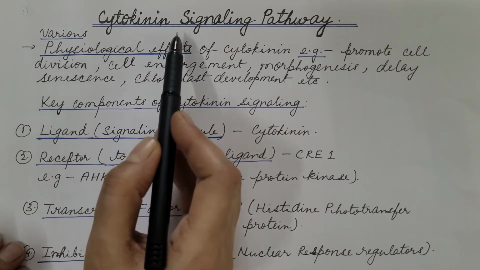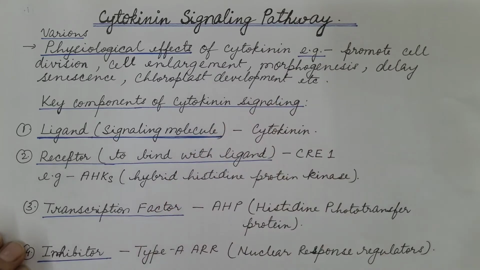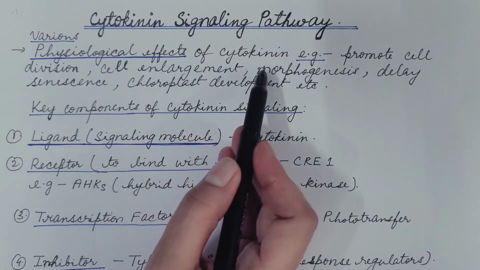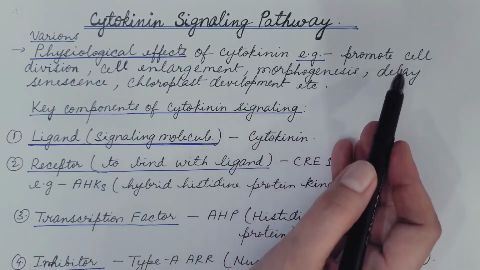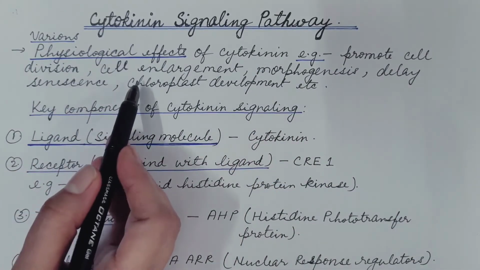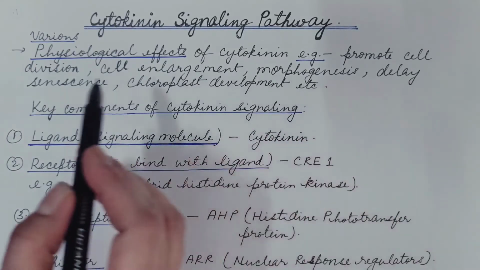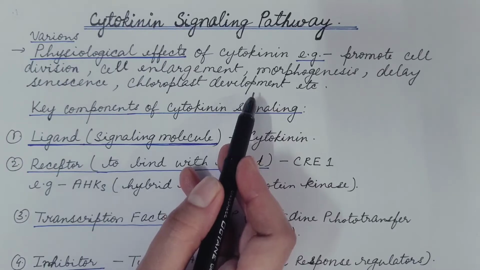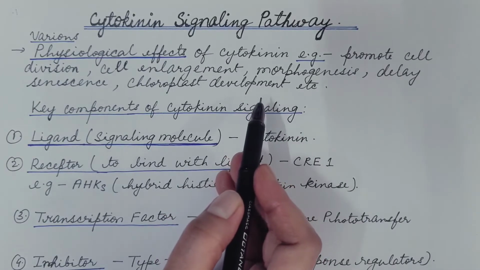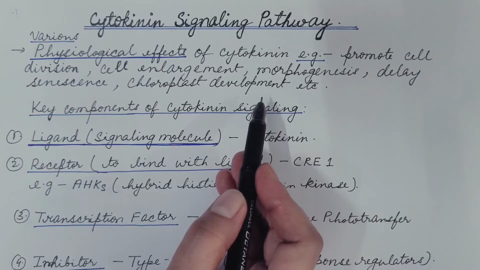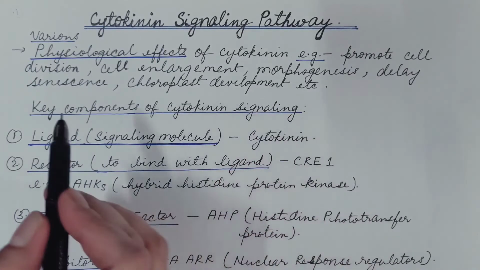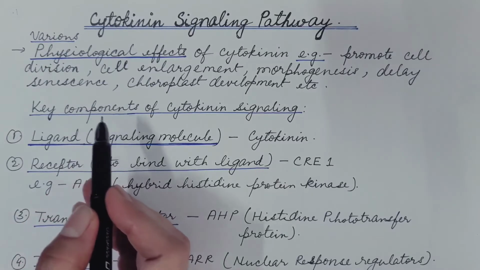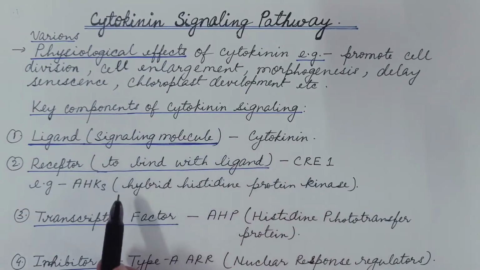Now let us discuss the cytokinin signaling pathway. We already discussed various physiological effects of cytokinin. For example, it promotes cell division, cell enlargement, morphogenesis, delays senescence, chloroplast development, and many more. How does cytokinin bring about these effects? By the signaling pathway. Every signaling pathway has certain key components. Let us discuss them one by one.